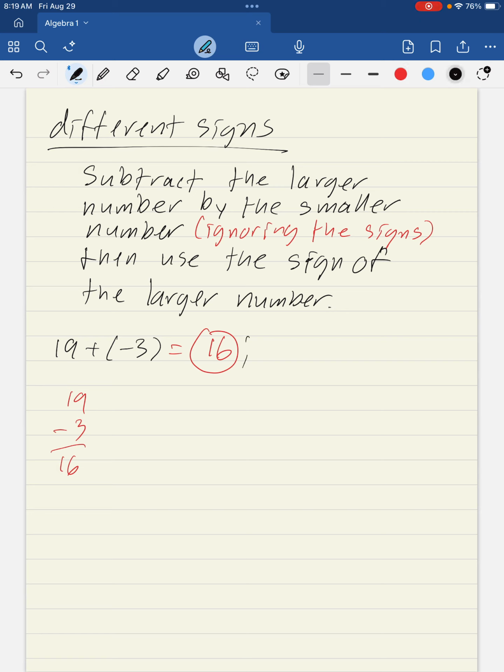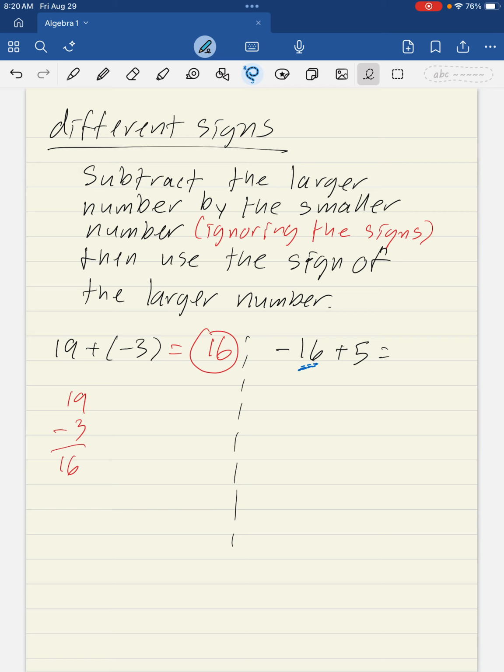Now, negatives, or I'm sorry, let me do a different one. Let me do one with a bigger negative. So this time I have negative 16 plus 5 equals, gotta figure it out. So we are going to do the same process here. We have a negative 16 and a positive 5, or plus 5.